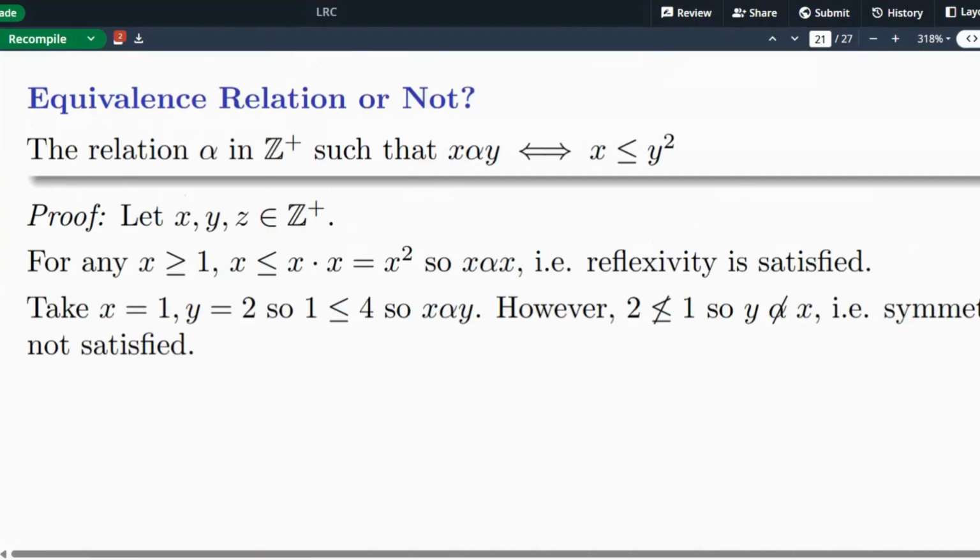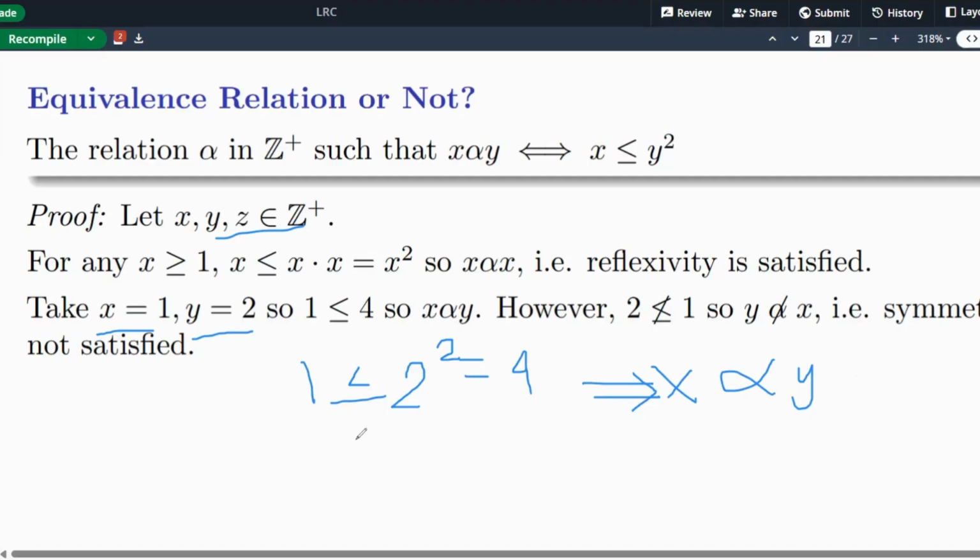So, actually, hindi siya symmetric. Bakit? Kasi kunin ko yung X is 1 and Y is equal to 2. Si 1 at 2 are positive integers. So, si 1 less than or equal siya sa 2 squared, which is 4. So, si X, jowa niya si Y. Now, baliktarin natin. Si 2, is it less than 1 squared? Or is 2 less than or equal to 1? Hindi. Kasi si 2, mas malaki siya sa 1. So, ibig sabihin, si Y, hindi niya jowa si X.